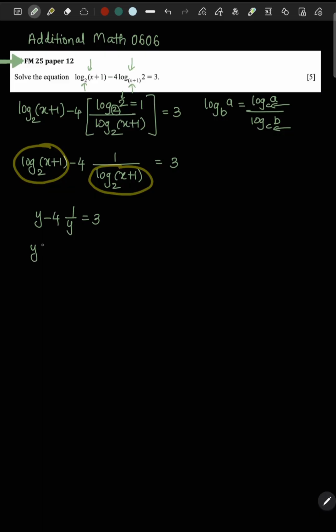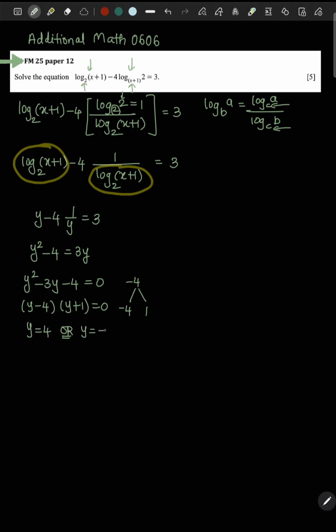Multiplying by y, we get y squared minus 4 equals 3y. So this is a quadratic: y squared minus 3y minus 4 equals 0. This quadratic can easily be solved. So I need to find two numbers which multiply to give me minus 4 and add to give me minus 3. Those are minus 4 and 1. So I get (y minus 4)(y plus 1) equal to 0. So my value y can be 4 or it can be minus 1.